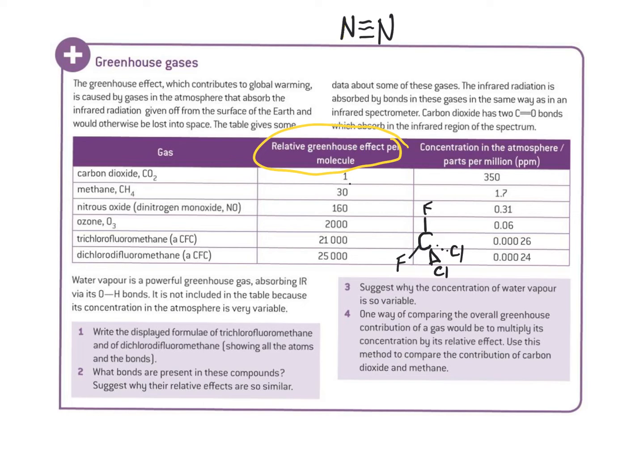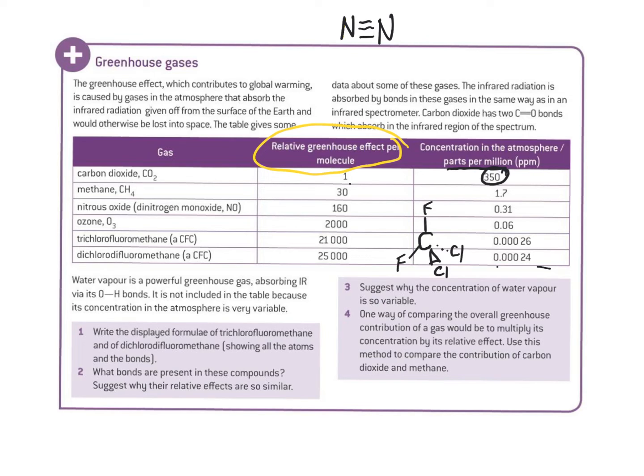So why is carbon dioxide so problematic when it's got such a relatively low greenhouse effect? Well, we need to then look at the concentration in the atmosphere in parts per million. So if we look at the absolute concentration of carbon dioxide compared to this dichlorodifluoromethane, you can see it's significantly higher. It's 350 parts per million, while the concentration of this chlorofluorocarbon is much lower.